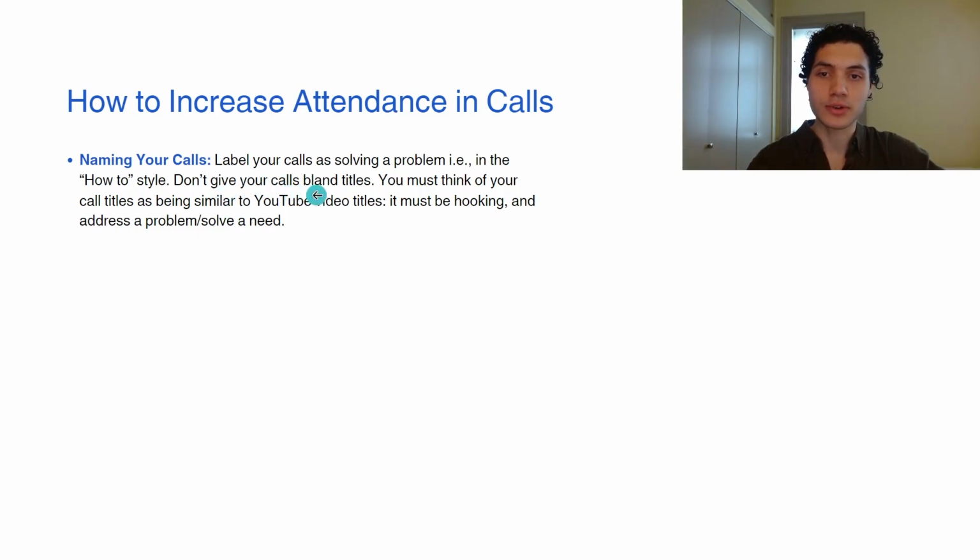So in that sense, don't give your calls bland titles. You must think of your call titles as being similar to YouTube video titles. It must be hooking and address a problem or solve a need. So for example, if you have a fitness community and you're trying to solve the problem of your community members remaining skinny, then you would simply have some kind of title to the effect of how to bulk in X amount of time, for example, right? And so what that's going to do is it's going to be a hooking title. It's a title that tells members how to solve the problem that they're experiencing, right? So it's really important how you name your calls as well.